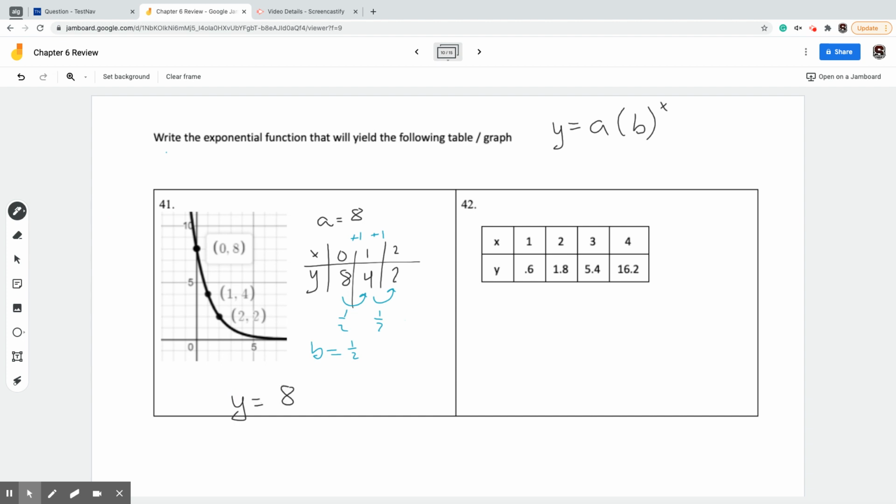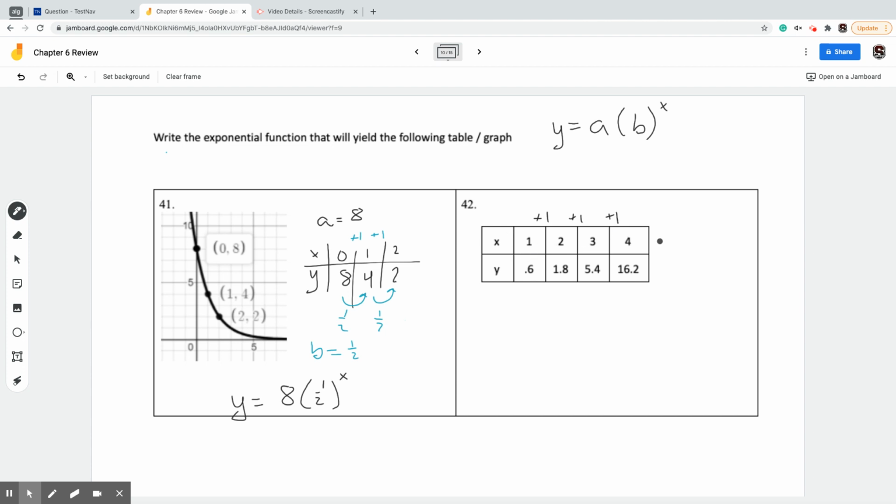The only thing left to do is write your final answer. Y equals 8, 1/2 raised x. We can even check it. You put in a 0, turns into a 1 times 8 is 8. Put in a 1, turns into a half. 8 times half is 4. Check, check.